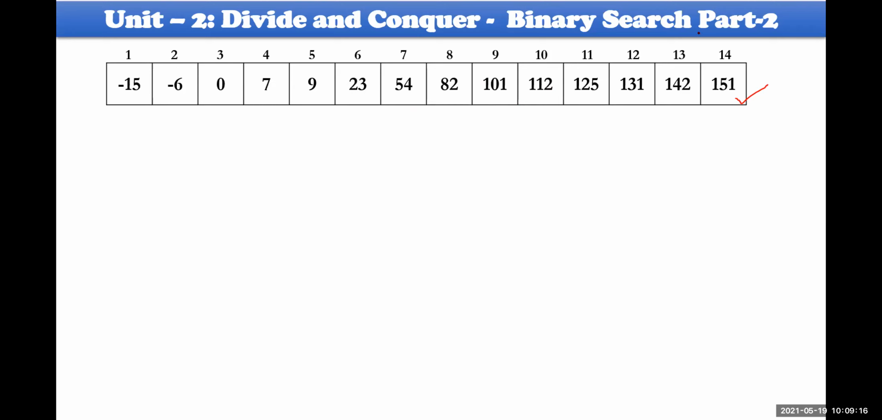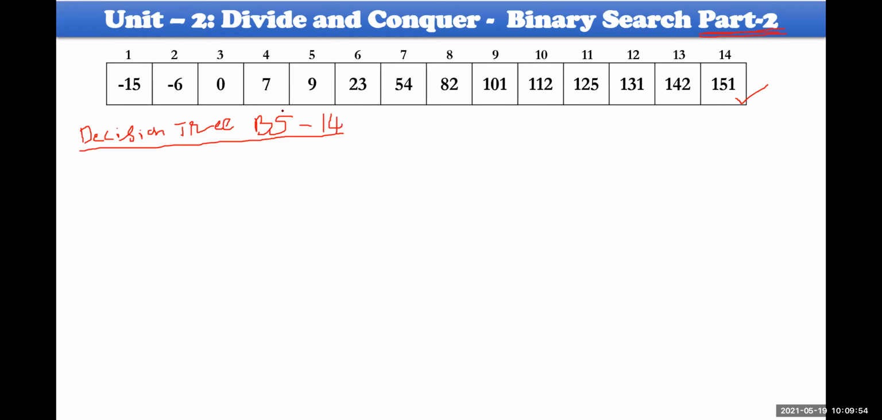In part 2, what we are trying to explain here is the decision tree of binary search for 14 elements. How is the decision tree plotted for 14 elements? I'm talking about n equal to 14, not more than 14, not less than 14.